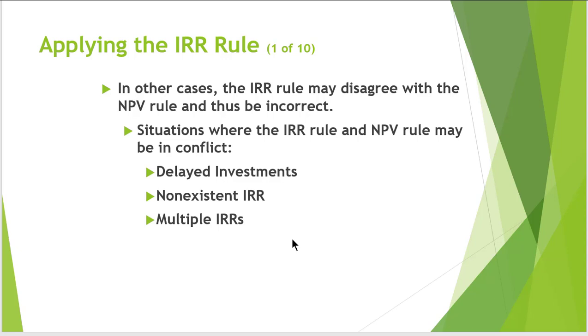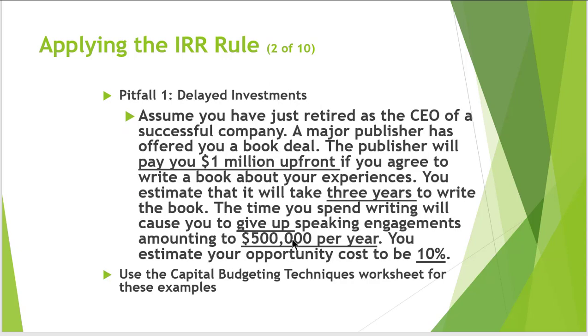We're going to work our way through some examples so we can see how this conflict happens and why it creates problems for us. So let's talk about a delayed investment. You've just retired. A publisher offers you a book deal. They're going to give you $1 million today if you agree to write the book about your experiences. And of course, it's going to take you around 3 years to write the book.